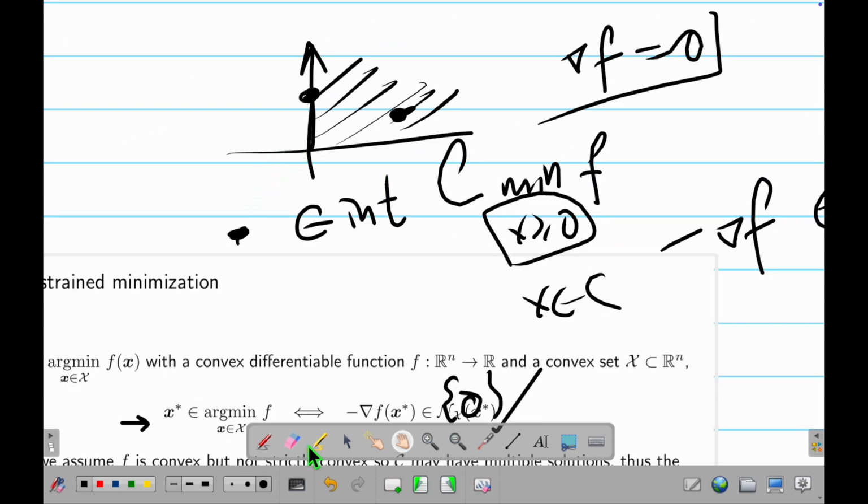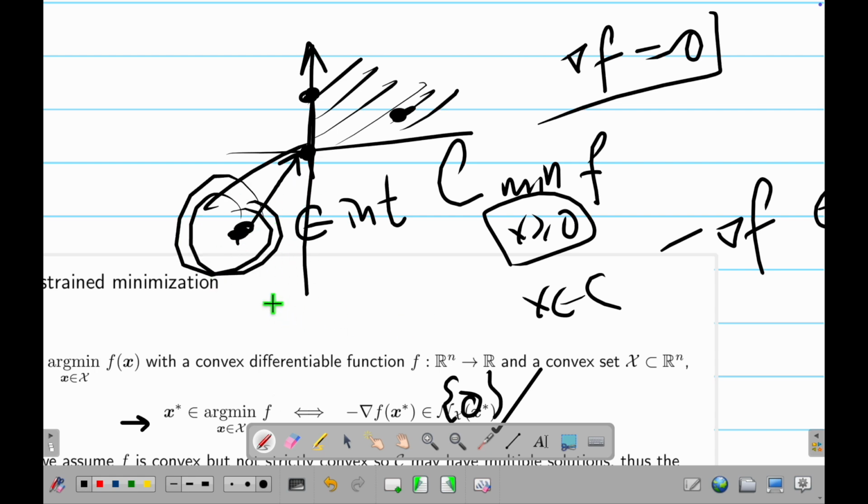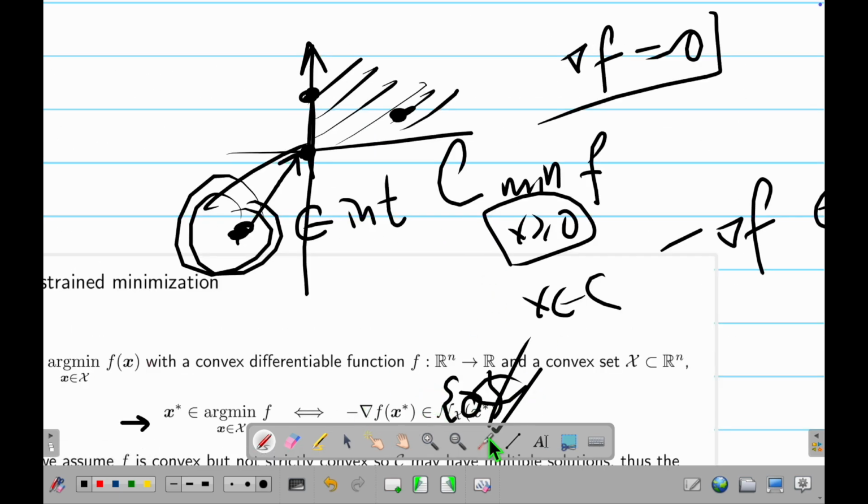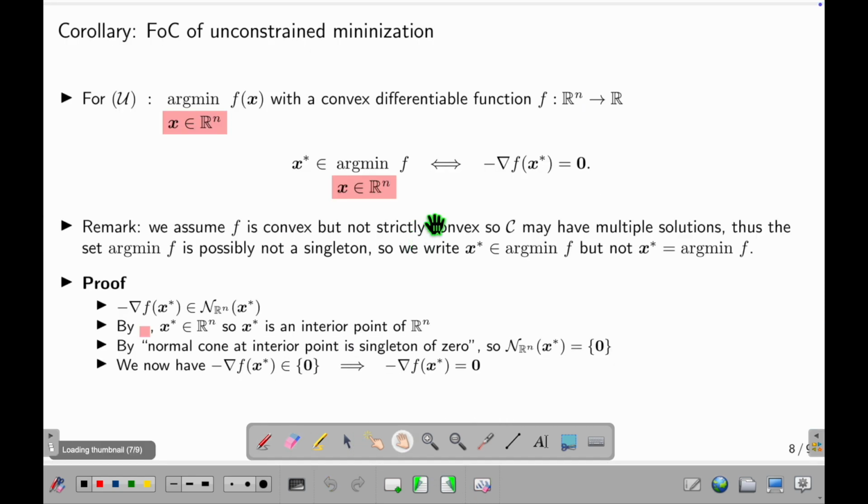Okay. What about if I have a point here? Then this is the normal cone. Then you have (0, 0). But this is outside. This thing is the empty set. So this point cannot be a solution. This thing is outside the set. You don't have a normal cone. It's the empty set. Right? Then you have this thing belonging to the empty set. So not a solution. Okay. Then this is the idea.